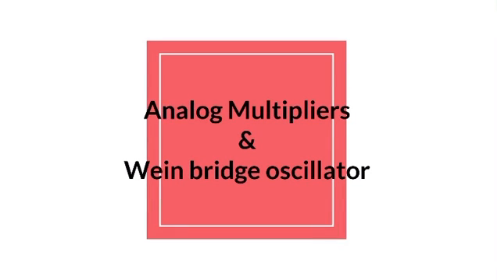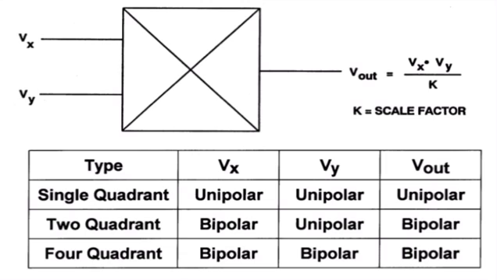In this video, let us discuss analog multipliers and the Wien bridge oscillator. So coming to the first topic, analog multipliers. An analog multiplier is a device having two input ports and one output port. The signal at the output is the product of the two input signals. If both input and output signals are voltages, then the transfer characteristic is the product of the two voltages divided by a scaling factor K. As you can see here, we have the dimension of voltage in the figure.